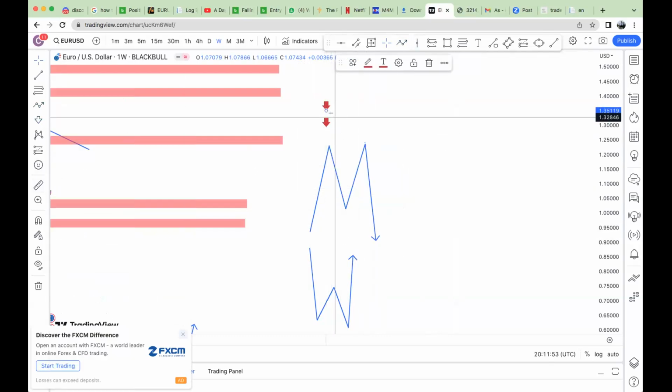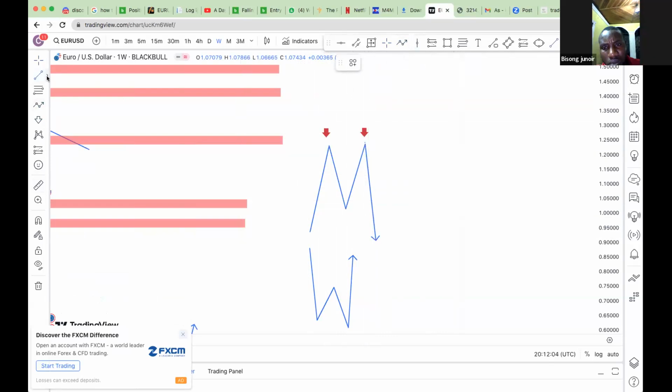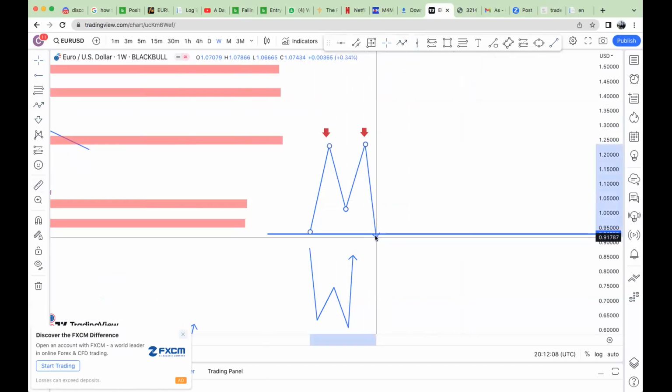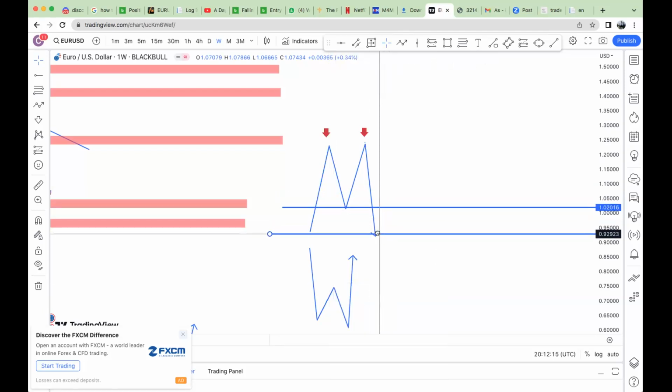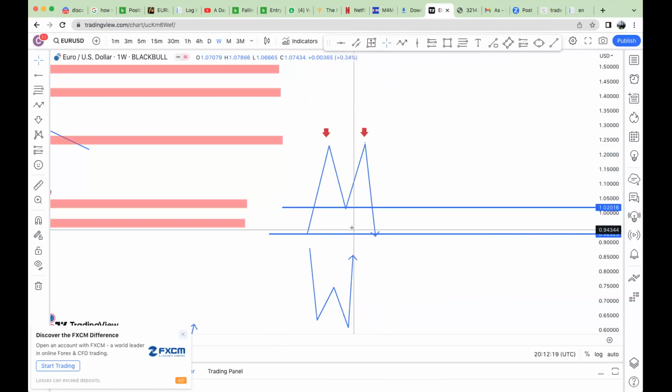It's a double top. This is what we call a double top. Price comes to a level, comes down, comes to that level, comes down. Now, this is what we call the neckline. This is neckline 1. This is neckline 2. So this is the first neckline. This is the second neckline.